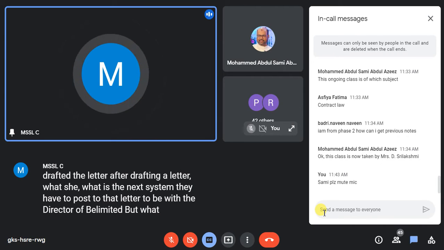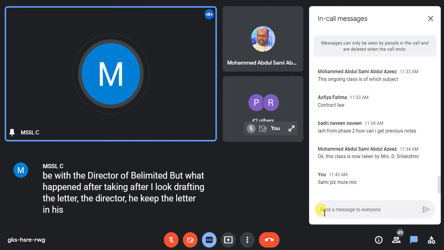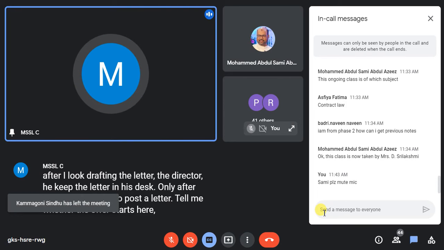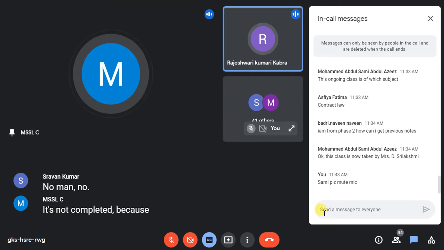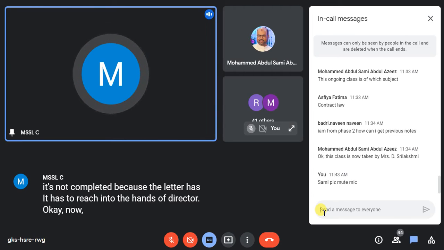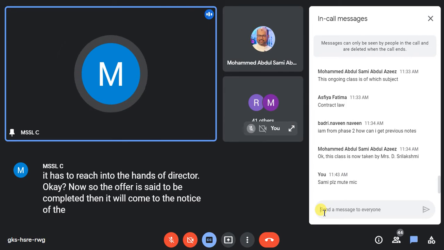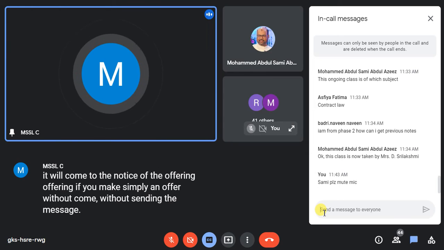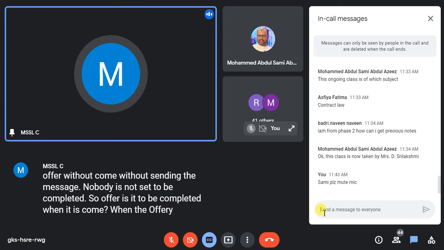But after drafting the letter, the director kept the letter in his desk only. After drafting, he forgot to post the letter. Tell me whether the offer starts here, whether the offer is completed. No, ma'am, it's not completed, because the letter has to be sent. It has to reach the hands of the director. So the offer is said to be completed when it comes to the notice of the offeree. If you simply make an offer without sending the message, the offer is not said to be completed. The offer is completed when the offeree gets the knowledge of the offer.